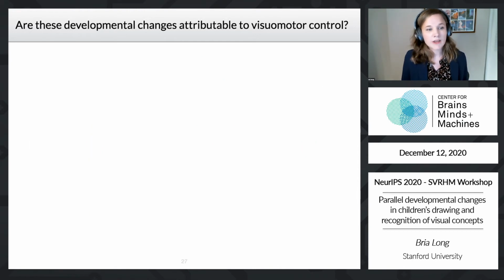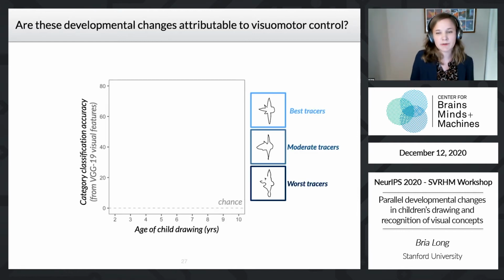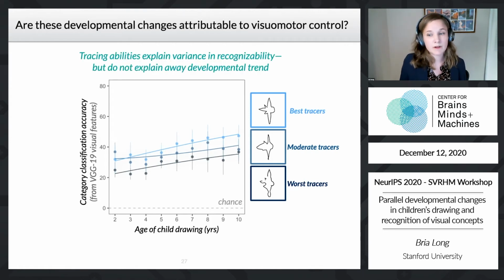So now what I can do is examine the degree to which the developmental trend is explained by differing abilities in visual motor control. So I'll be plotting data from the best tracers in light blue and the worst tracers in this dark blue. So if visual motor control really explained away this trend, we should see relatively flat lines for each one of these groups. Instead, what we see is that while tracing abilities do explain substantial variance in how recognizable children's drawings were, it doesn't explain away the broader developmental trend that we see.